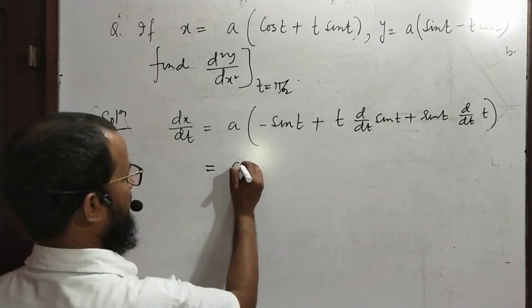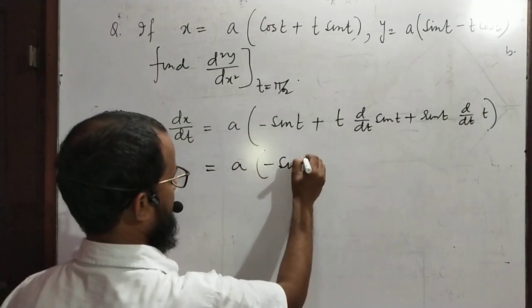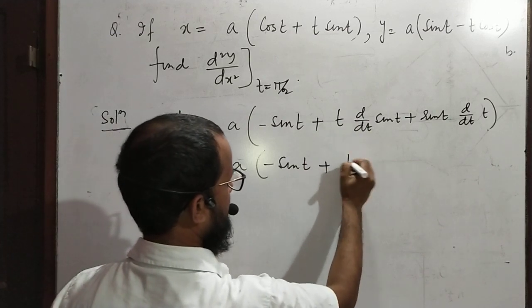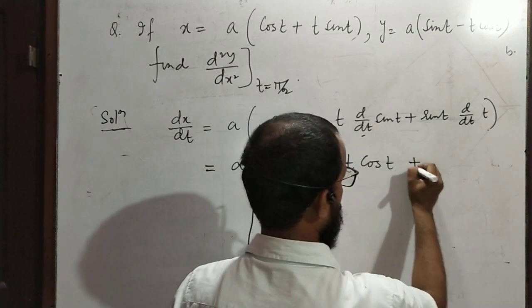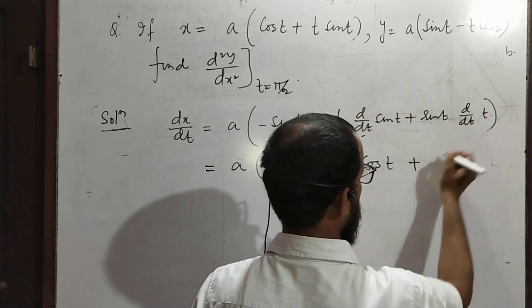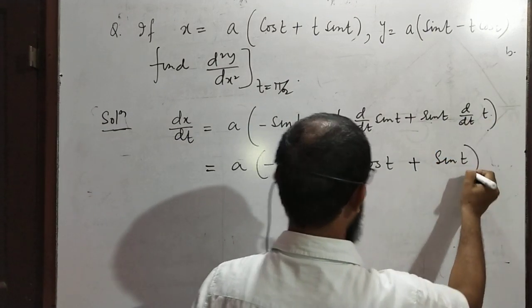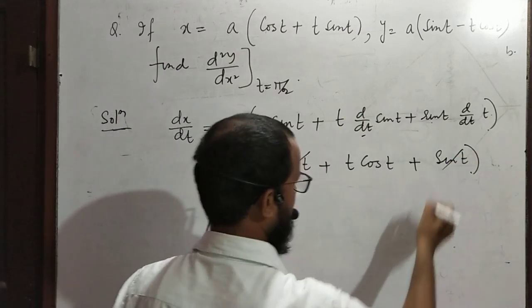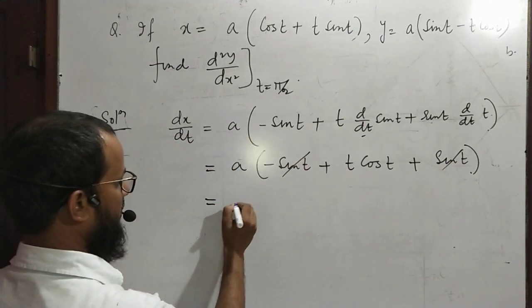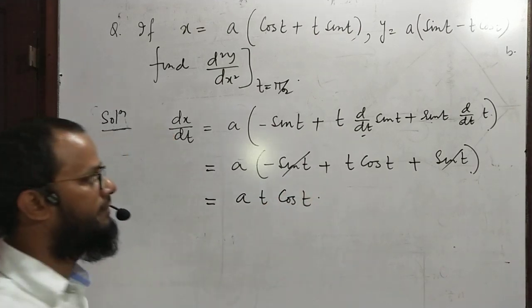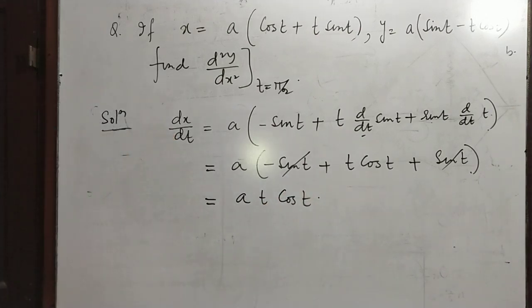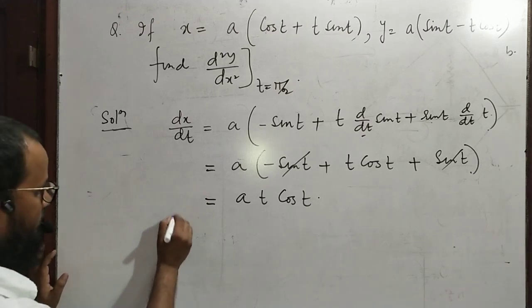So in this particular problem is minus sin t plus t cos t, d/dt of sin t is cos t, and d/dt of t is what? 1. Sin t into 1 is equal to what? Sin t. Finally there will be a cancel this particular term, it becomes a t cos t. Okay, so this is what? Dx by dt. Now dy by dt.